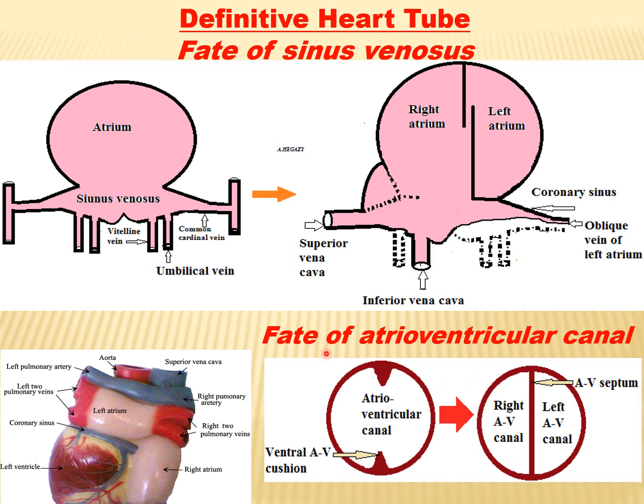Then the fate of the atrioventricular canal. It's a small canal in between the atrium and the ventricle, divided by the atrioventricular septum into two canals. At first, small ventral and dorsal cushions appear, which communicate together, forming a complete septum, resulting, as we said, in two canals. The right atrioventricular canal is added to the right atrium, while the left is added to the left atrium.